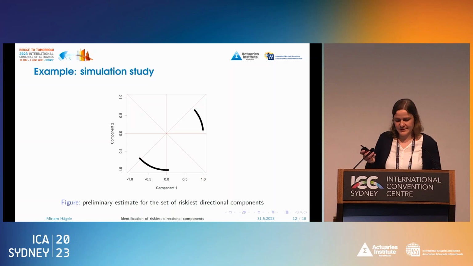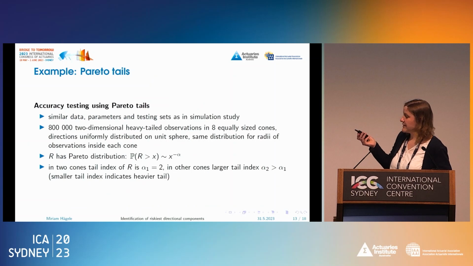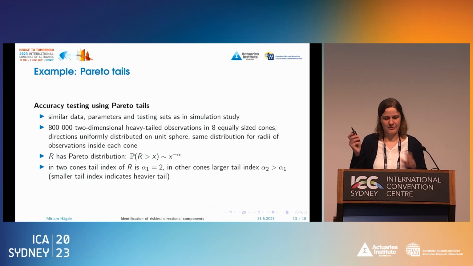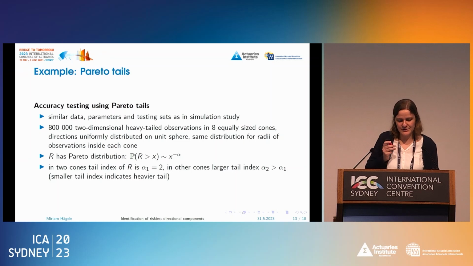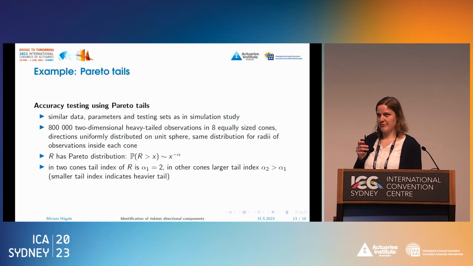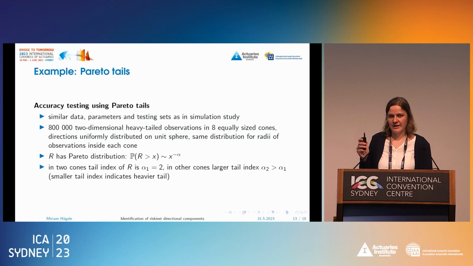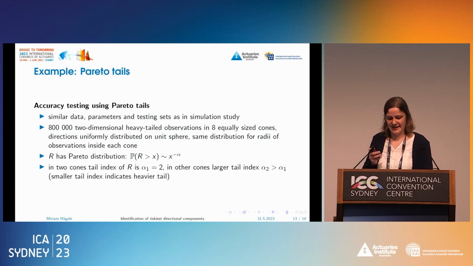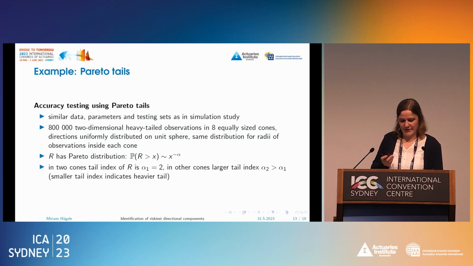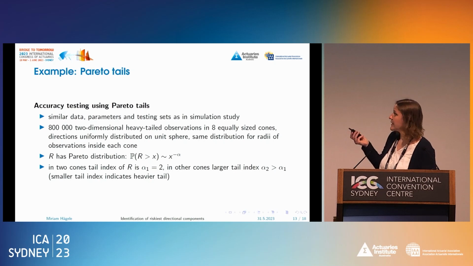So after that, since here we used Pareto distribution and Weibull distribution, we thought about what happens if the tails are quite similar to each other. So we used different Pareto tails. We had again 8 of these cones, 2 with Pareto distributions with index 2, and the other 6 with a larger tail index. But all the other parameters and how to choose testing sets were the same.